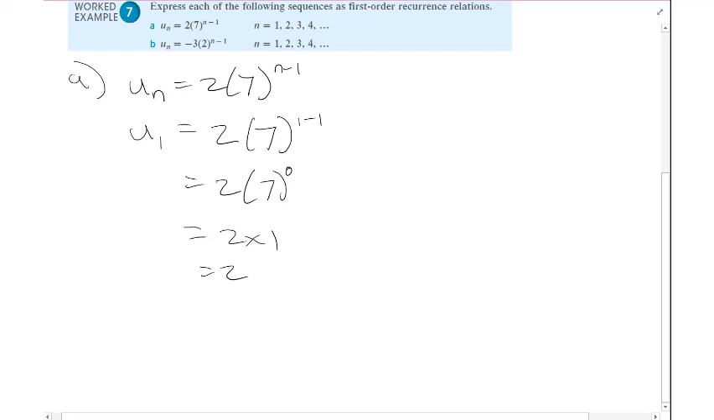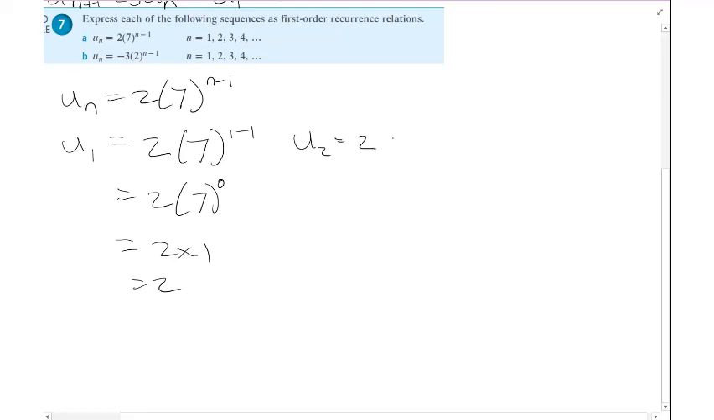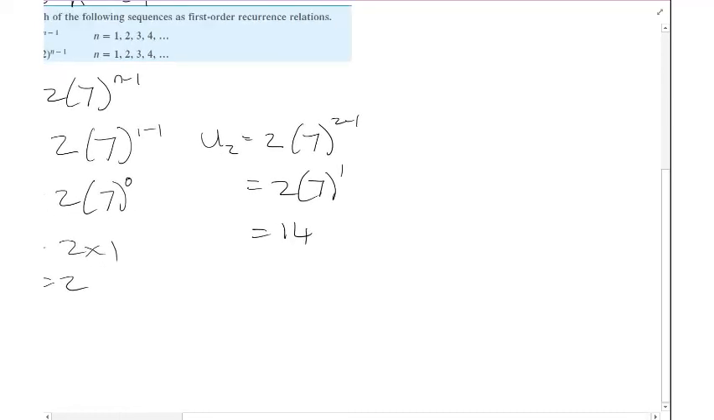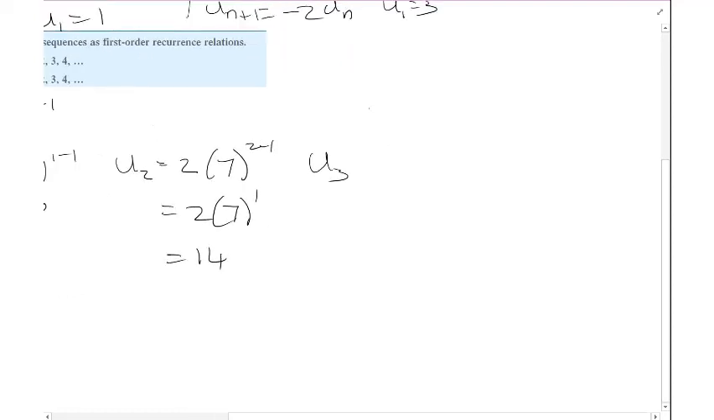What about if I go U2? Then I go 2 times 7 to the 2 minus 1. That's 2 times 7 to the 1, so that's just 7, so it becomes 14. U3, I'm going to go 2 times 7 to the 3 minus 1. That equals 2 times 7 squared. So that's 2 times 49, which is going to be 98. And you see the pattern here.